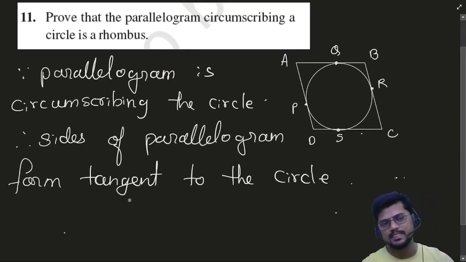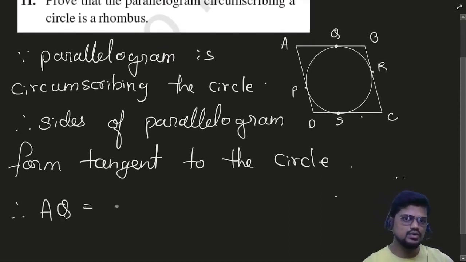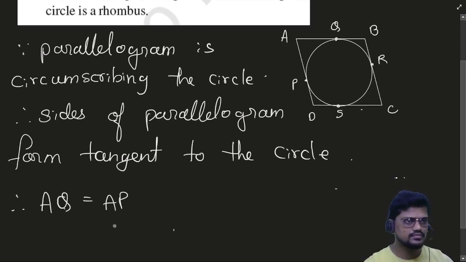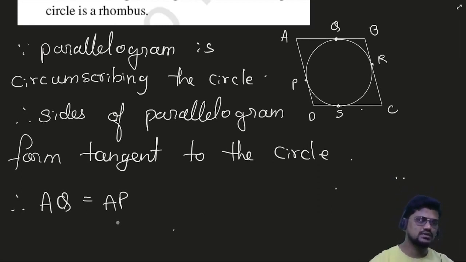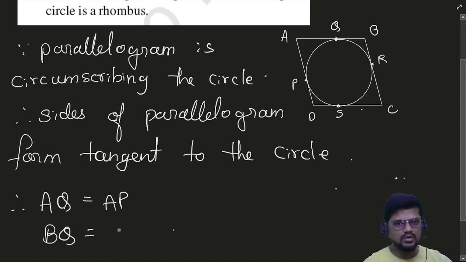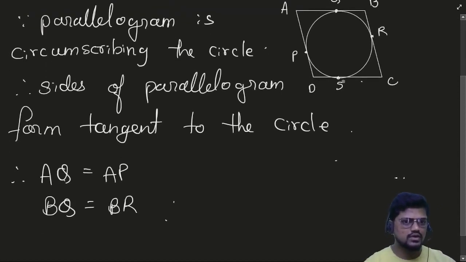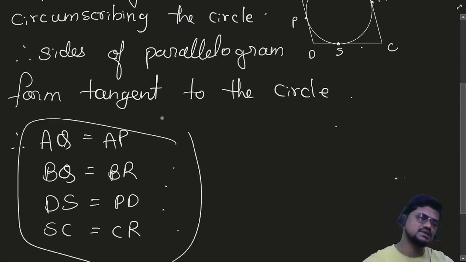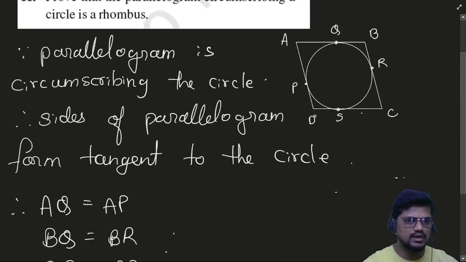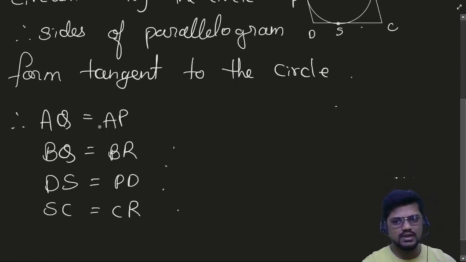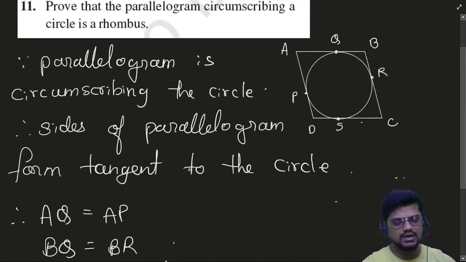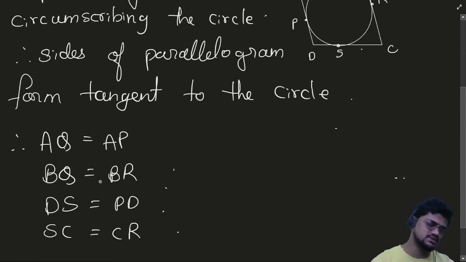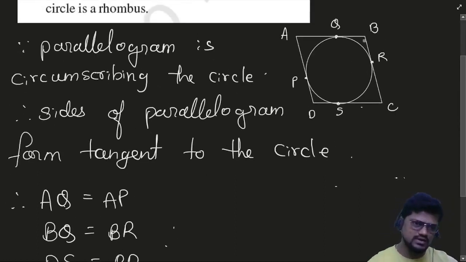Yes, sir. Okay. So, therefore, AQ will be equal to AP. Yes or no? Since tangents drawn from the same external point to the same circle are equal. Similarly, BQ will be equal to BR. After that, I can also say DS is equal to PD and SC is equal to CR. You need to remember, whenever we are writing these, AQ, QB, DS and SC are on the same side, so everything should be written on the left hand side. And the other sides, everything should be written on the right hand side. Keep it in mind, only then if you add will you get the answers. All the horizontal things on one side and all the vertical things on one side.